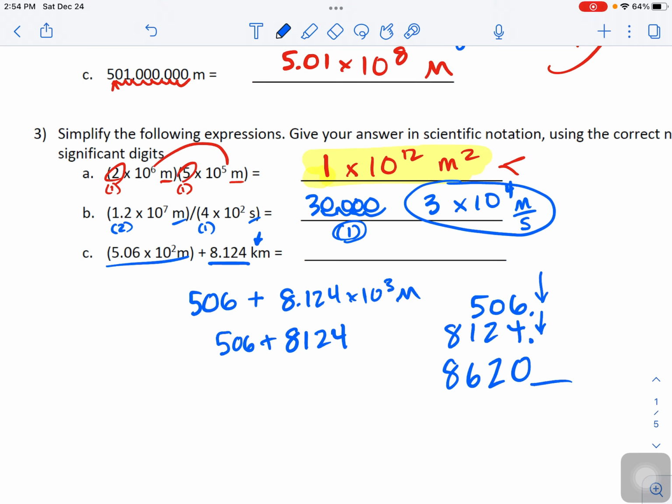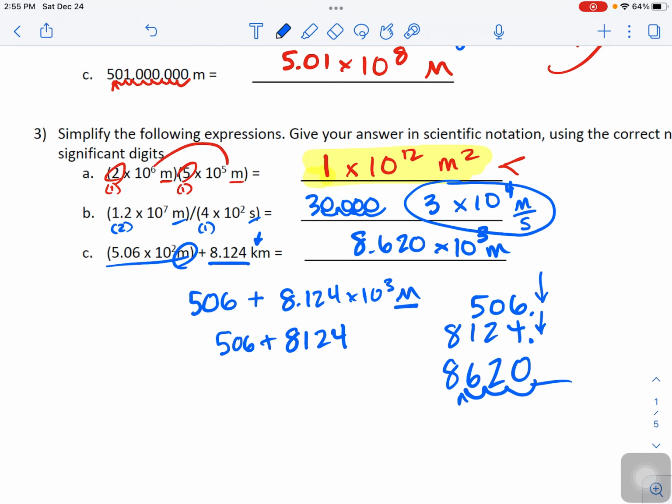But then I've got to put it back into scientific notation, which means I'm going to put the decimal place back between the 8 and the 6. So if I clean this up a little bit, 8.620, and I moved it over 1, 2, 3, and the units that I was dealing with was meters because I converted the kilometers into meters. So there's my answer of the number of meters that are there.